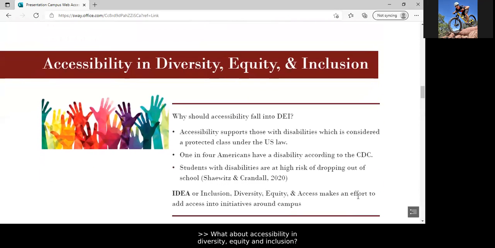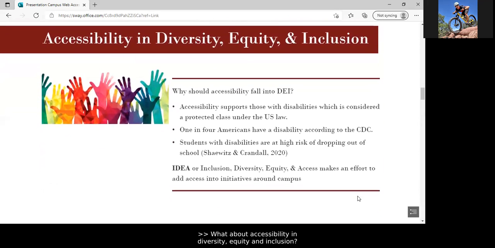What about accessibility in diversity, equity, and inclusion? DEI, or Diversity, Equity, and Inclusion, has many initiatives to build belonging, follow the laws, and support diversity and equity at campuses. So why should accessibility fall into DEI? Well, accessibility supports those with disabilities, which is considered a protected class under US law. One in four Americans has a disability according to the CDC, which is a large population.